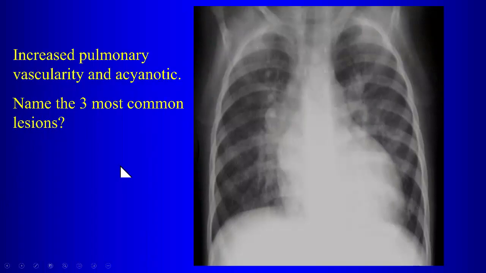Now, when we have increased pulmonary vascularity and the patient is acyanotic, what are the three most common lesions? So first of all, you're in the category of what? If we're talking about increased vascularity and acyanosis, you're in the category of left to right shunts. The three most common left to right shunts are... PDA, right. So those are your most common left to right shunts. So that's the category of left to right shunts.